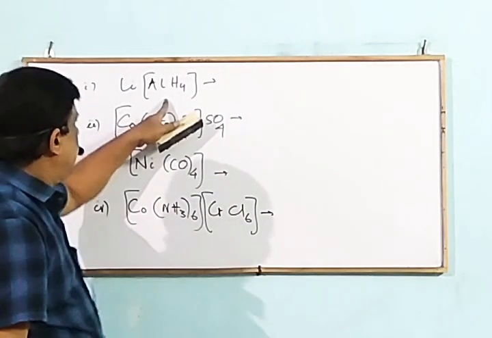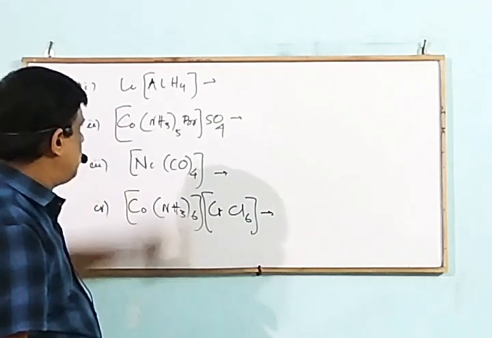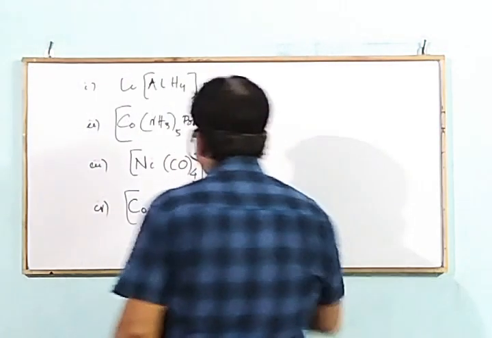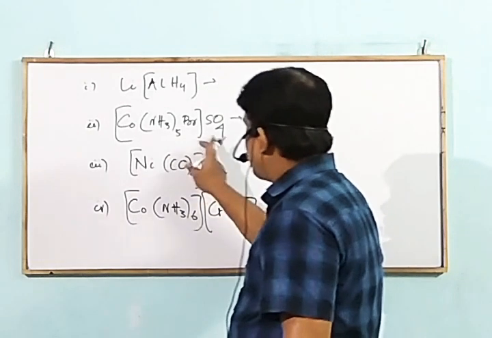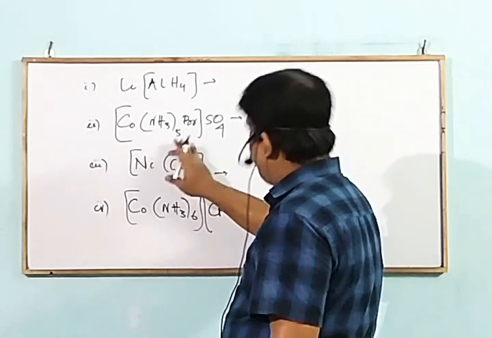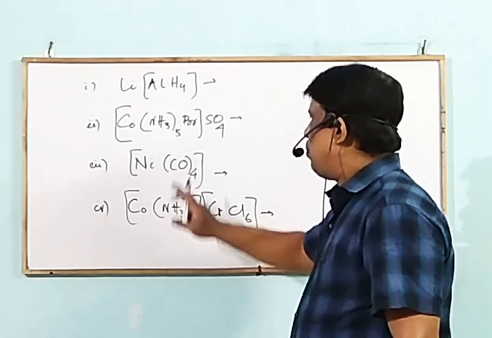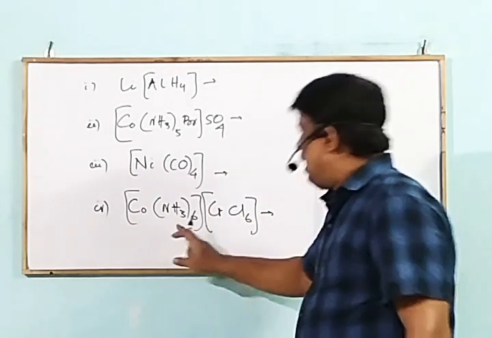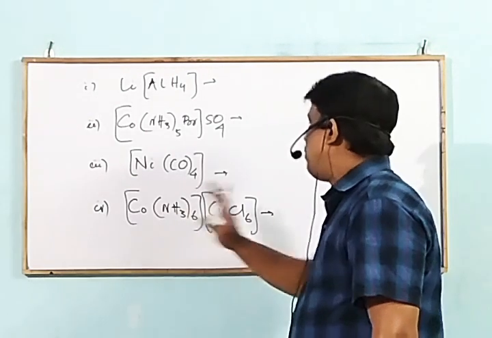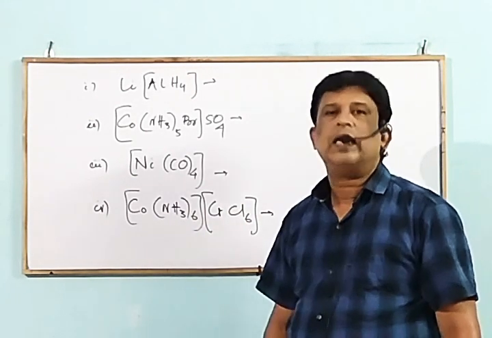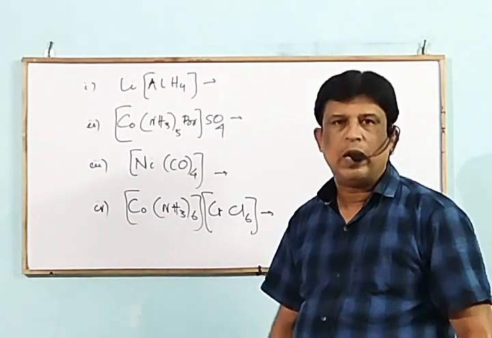This one, the complex part is anion, so it is known as anionic complex. In this one, the cation part is the complex, so it is known as cationic complex. This is a neutral complex, non-ionic complex. And the last one, the cation part is complex and the anion part is complex. Let us write their names one by one.